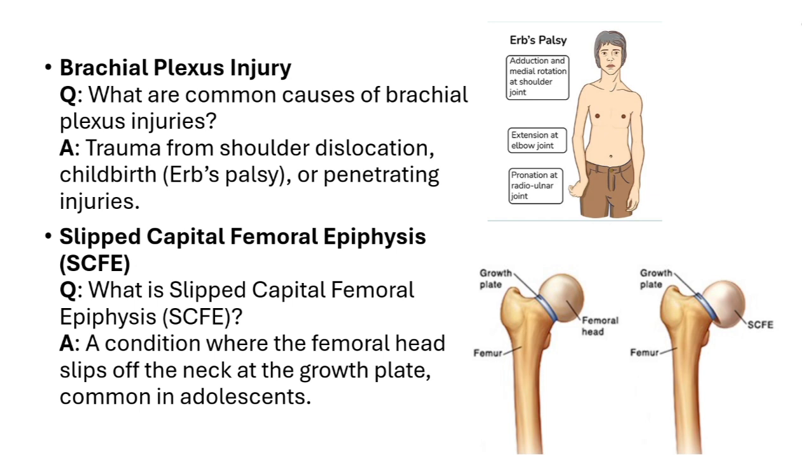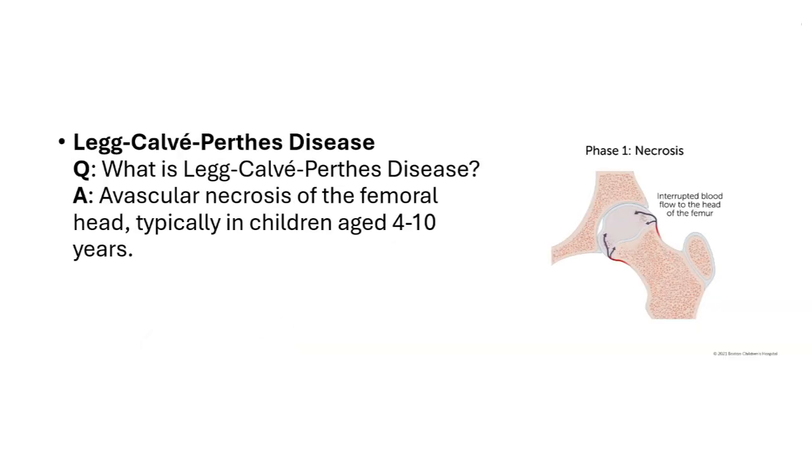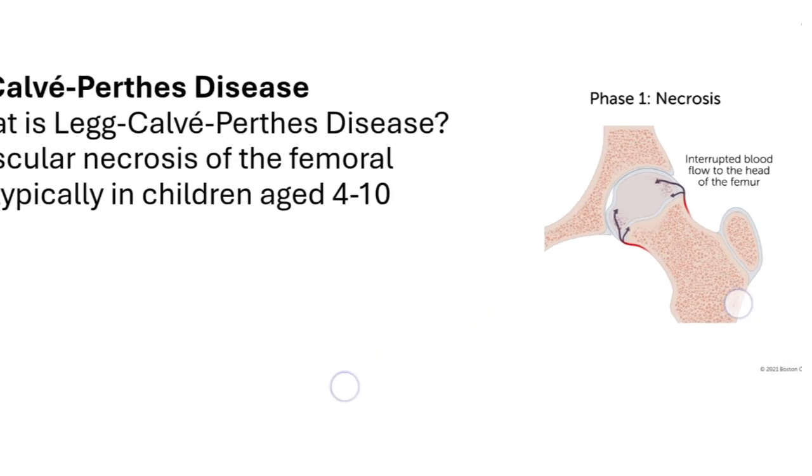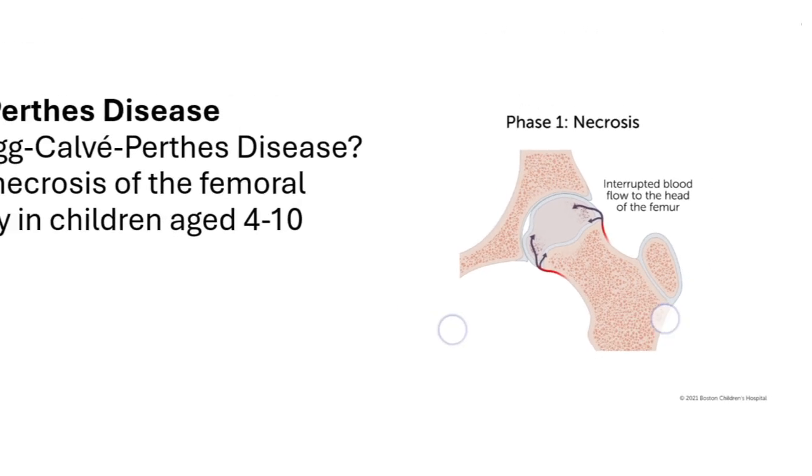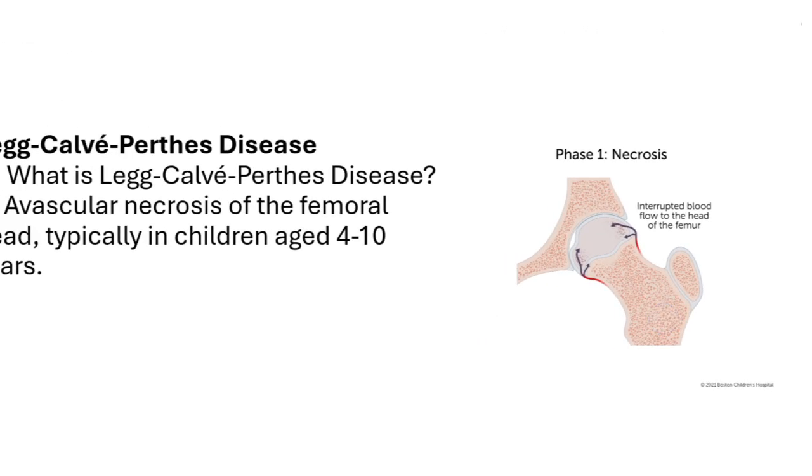So what is slipped capital femoral epiphysis? A condition where the femoral head slips off the neck at the growth plate, commonly in adolescence. And what is Legg-Calvé-Perthes disease? It is avascular necrosis of the femoral head, typically in children aged 4 to 10 years. Here there is an interrupted blood flow to the head of the femur, which causes necrosis.